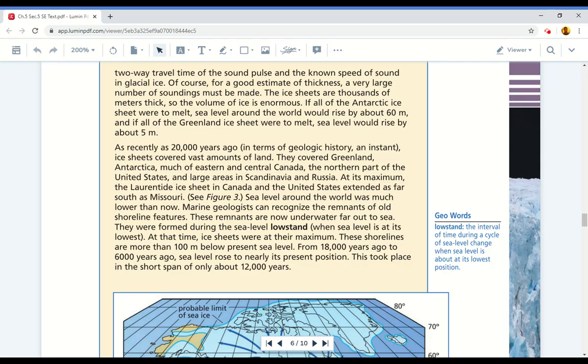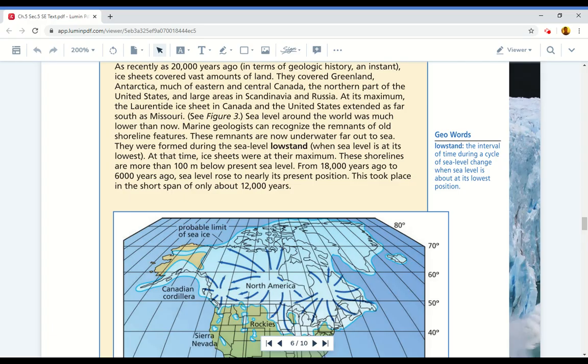If all of the Antarctic ice sheet were to melt, sea level around the world would rise by about 60 meters. And if all of the Greenland ice sheet were to melt, sea level would rise by about 5 meters.